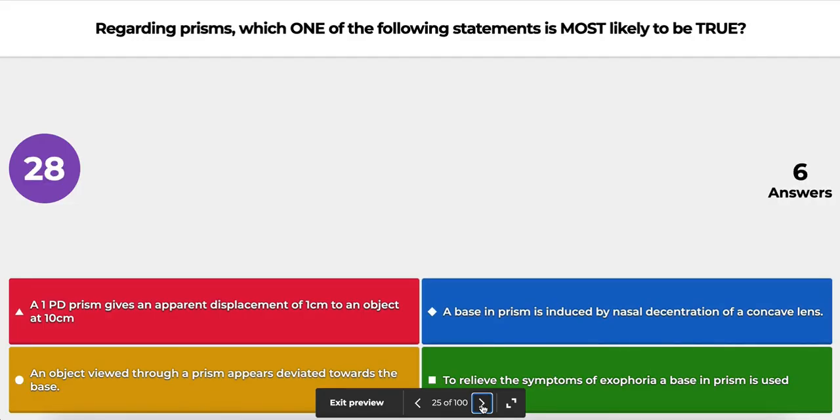Okay, let's move now to the next question. Regarding the prism, which one of the following statements is most likely to be true? A one prism diopter gives an apparent displacement of 1 centimeter to an object at 10 centimeters, or a base in prism is induced by nasal decentration of a concave lens. An object viewed through a prism appears deviated towards the base. To relieve the symptoms of exophoria, a base in prism is used.